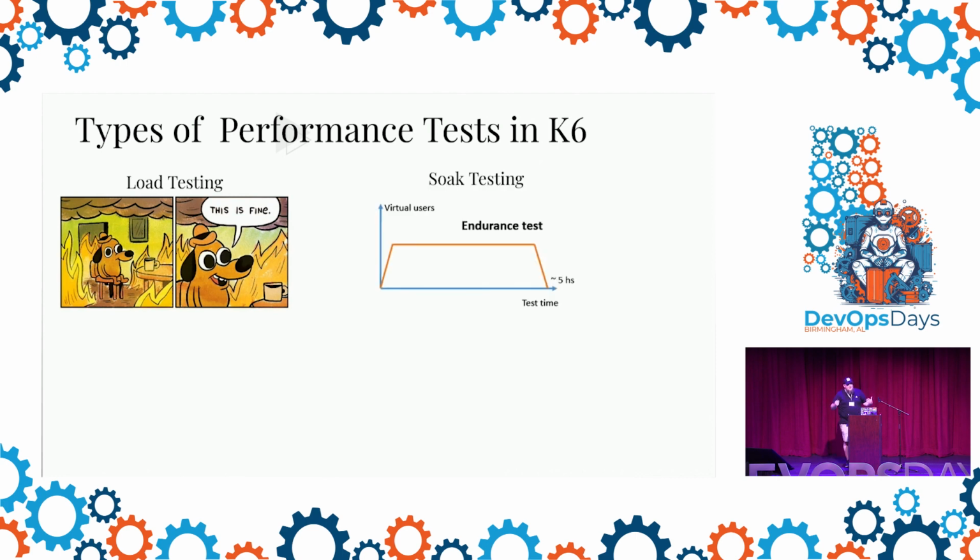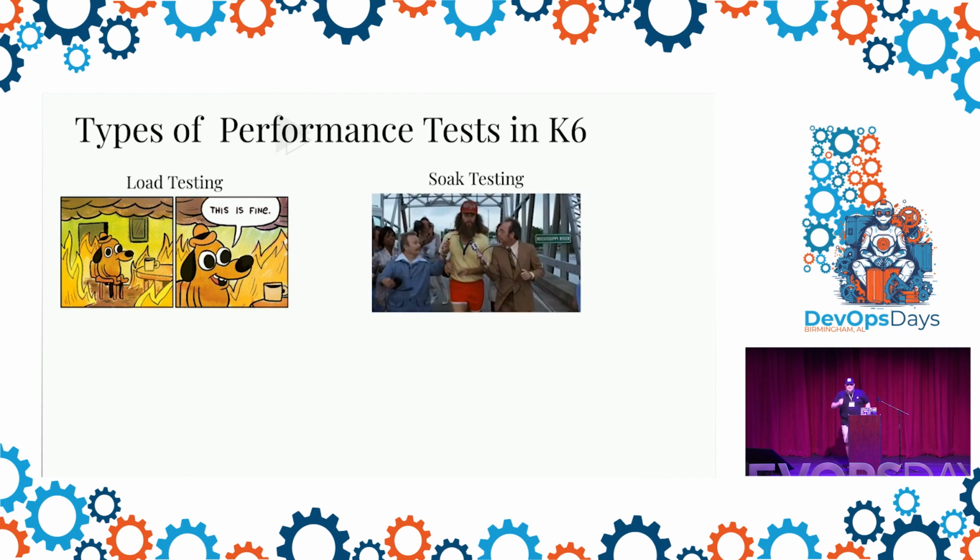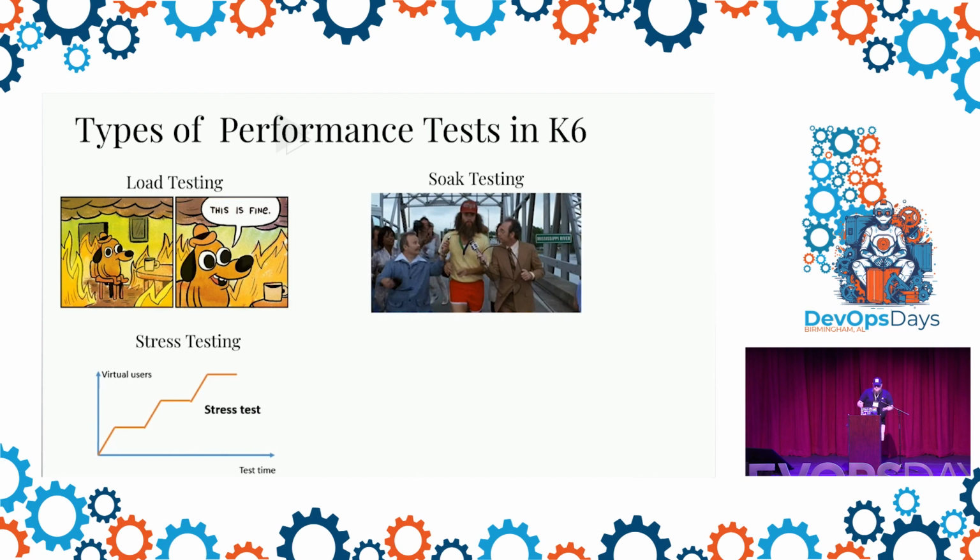You've also got the idea of a soak test, or an endurance test, something that is run over the course of a day or multiple hours. Maybe it's a smaller amount of users, very useful for finding memory leaks and whatnot. And that's a lot like Forrest Gump running across the US. So I hope you get where we're going here.